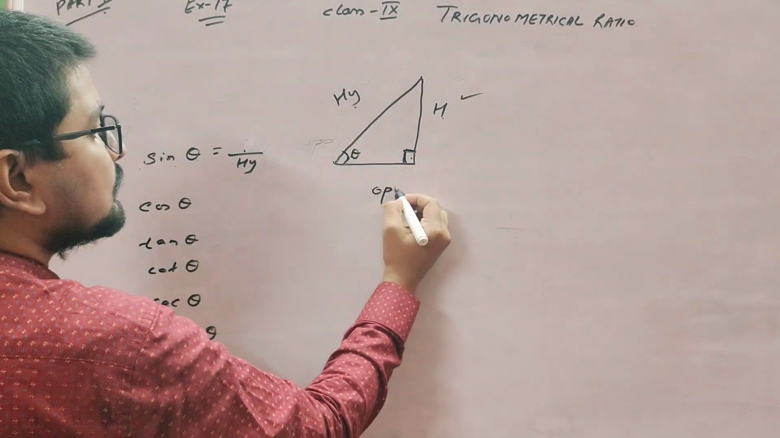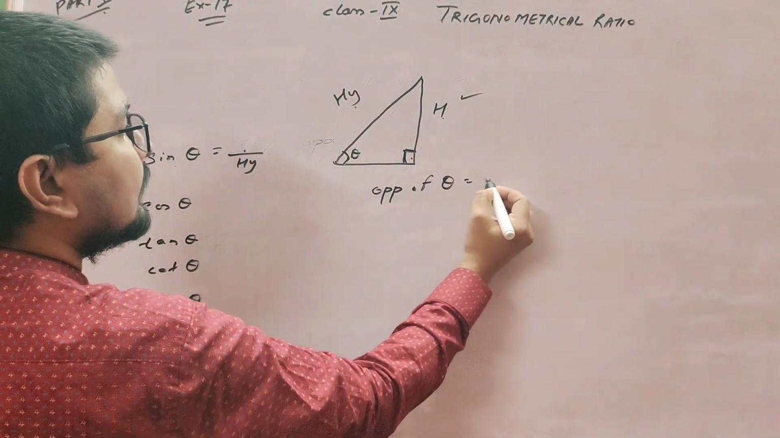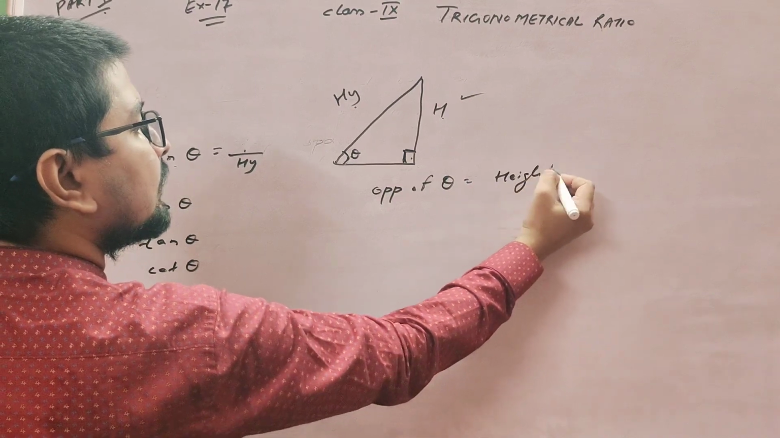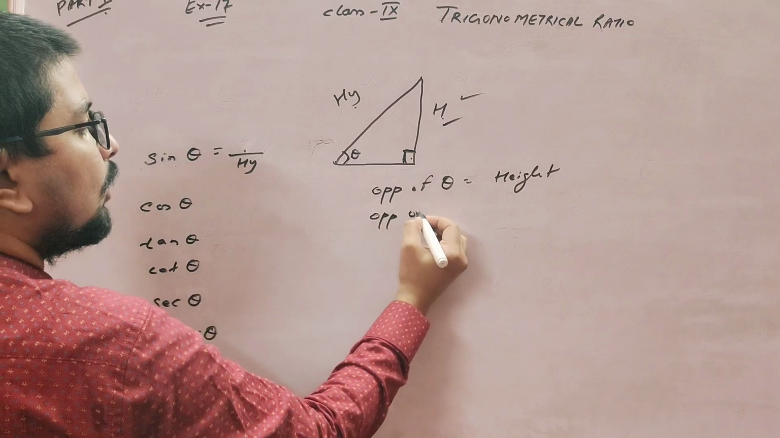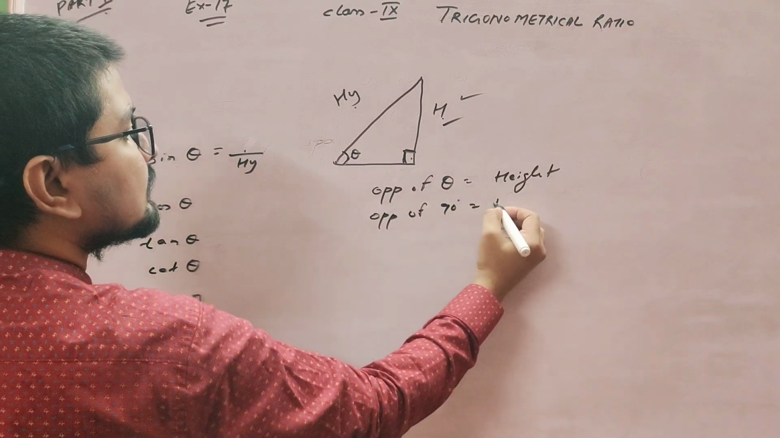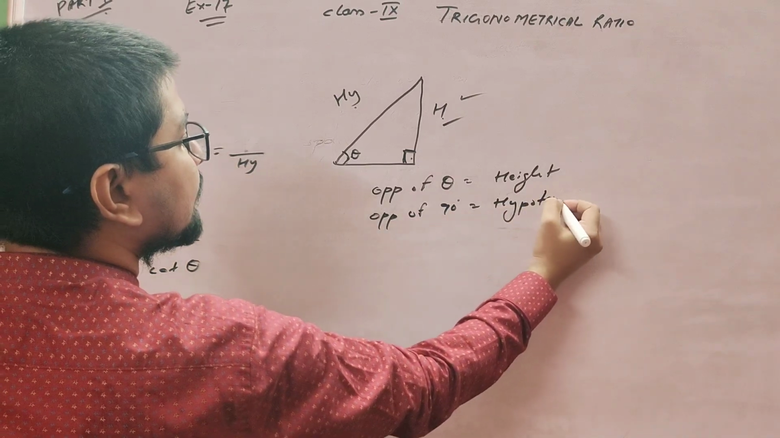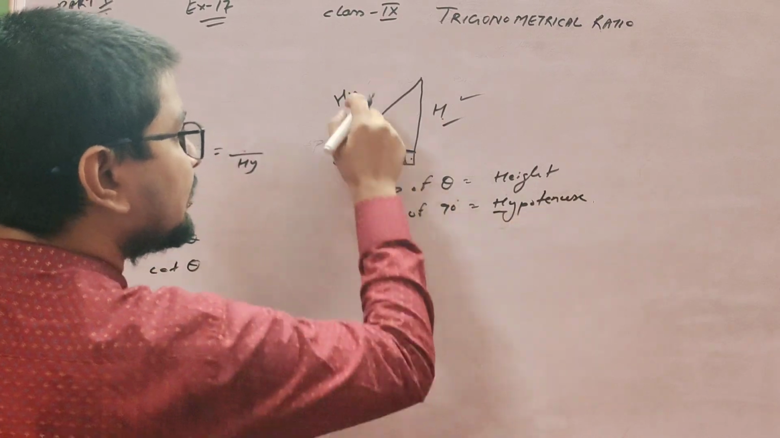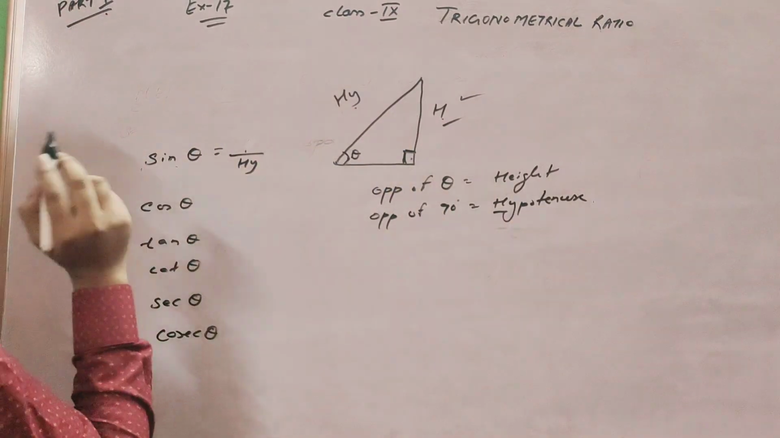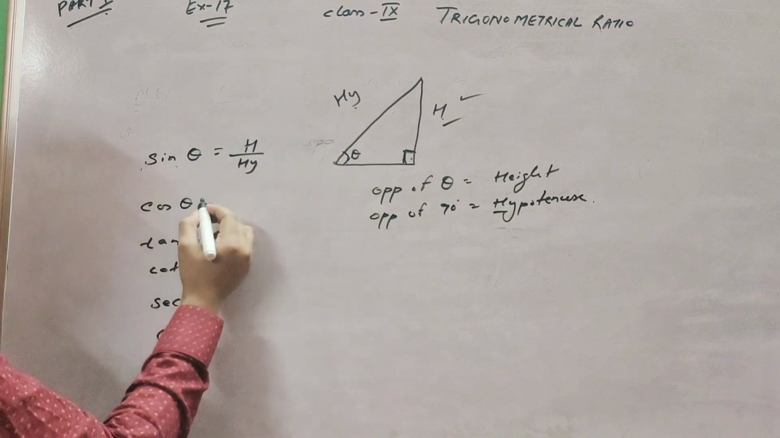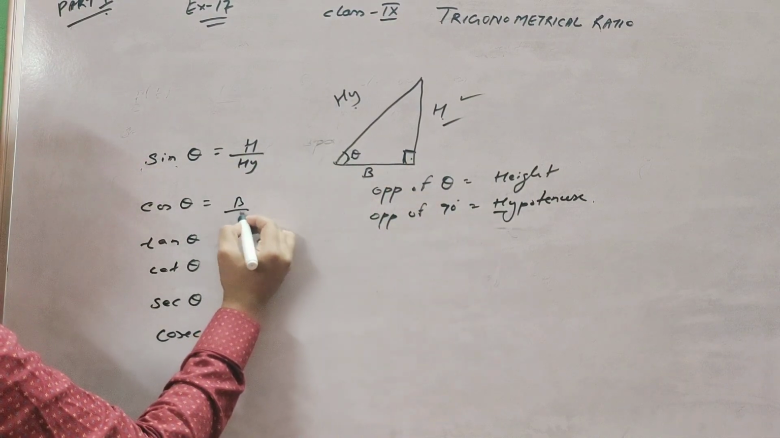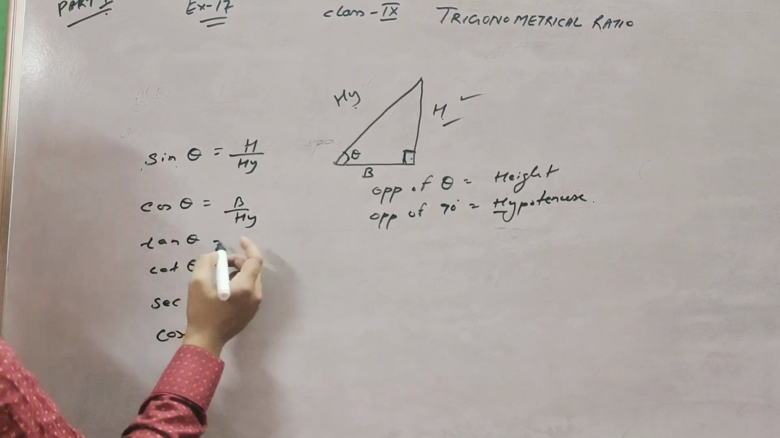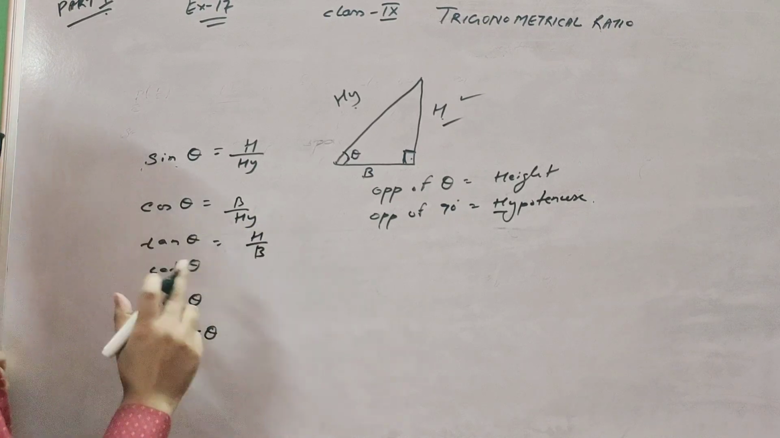The opposite of the angle is called height. We just use the short term, that is h, and the opposite of 90 is hypotenuse. So that's why I use hy for this as a short term. So for sin theta, height by hypotenuse. For cos theta, this is base. Base by hypotenuse, and for tan theta, it's height by base.